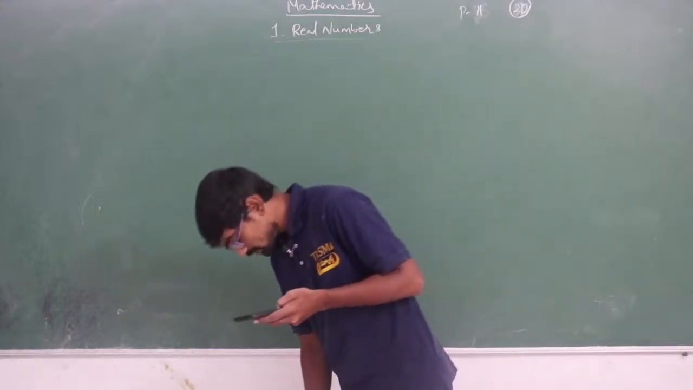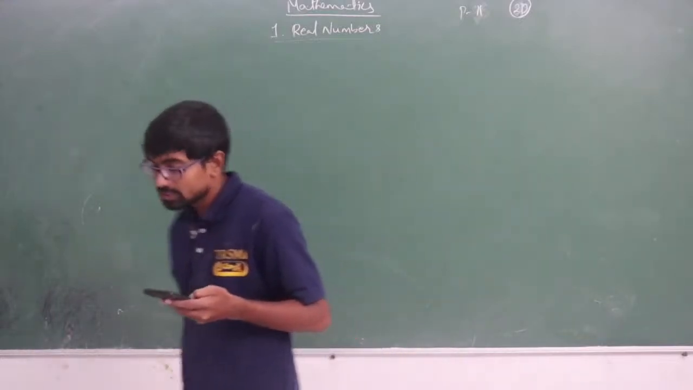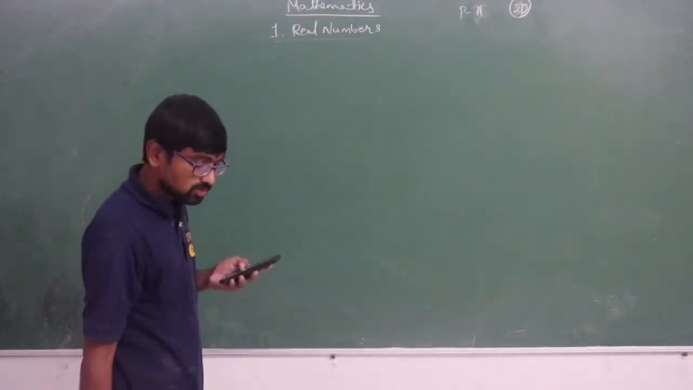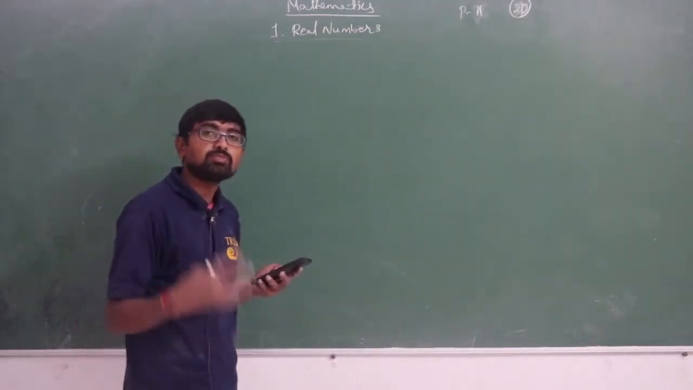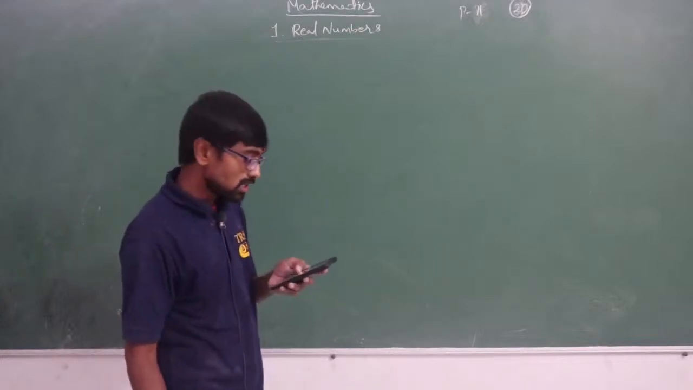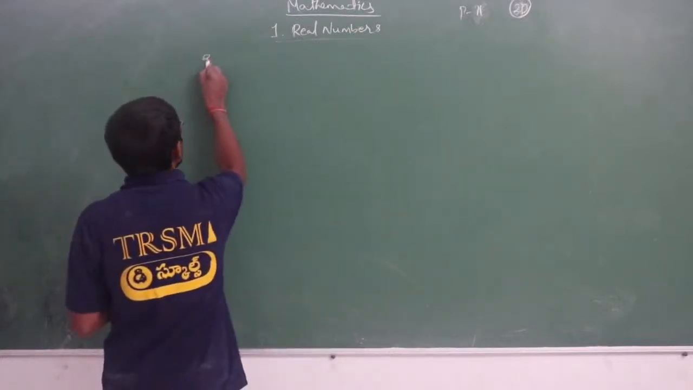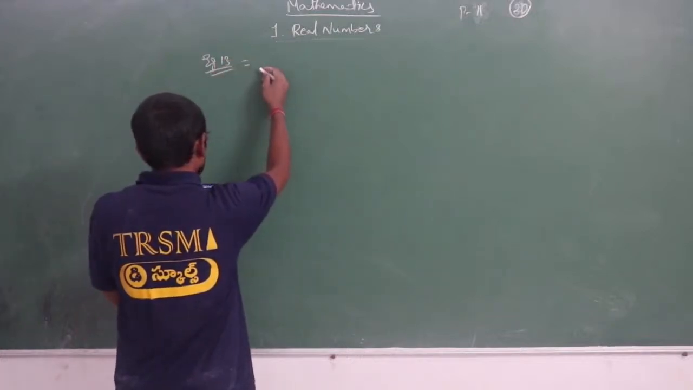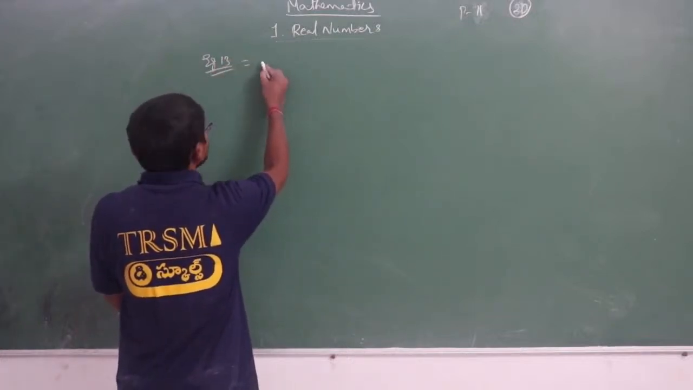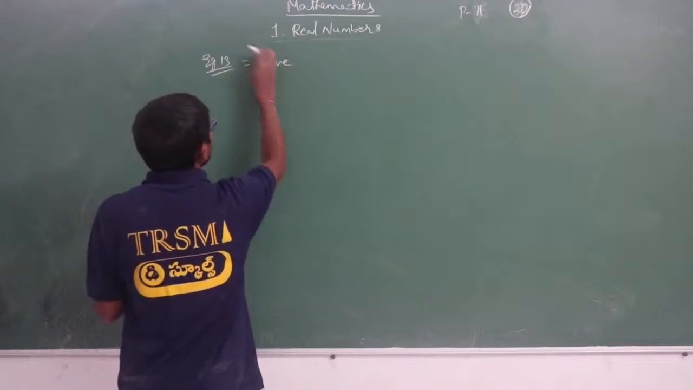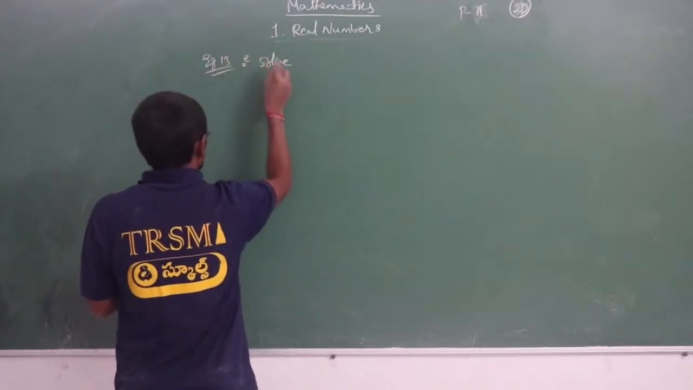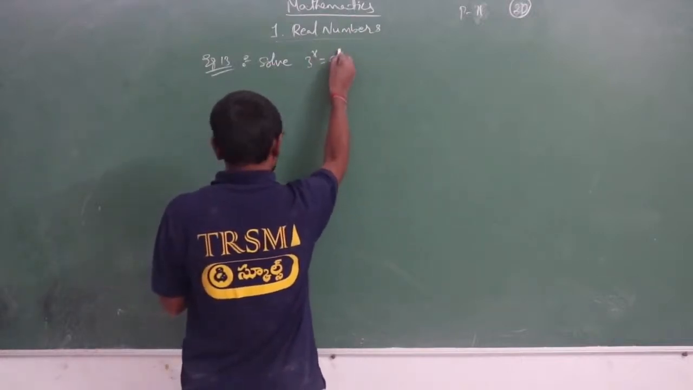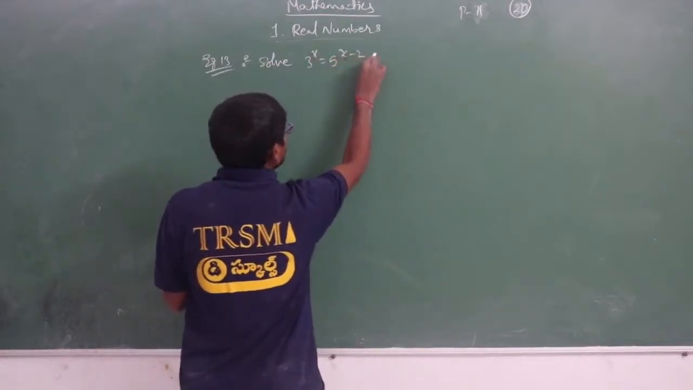In example number 13 you can see, we have completed expanded form and finding the values. Simplest form and expanded form we have already discussed. Now coming to example 13, what he has given, he asked to solve 3 power x is equal to 5 power x minus 2.